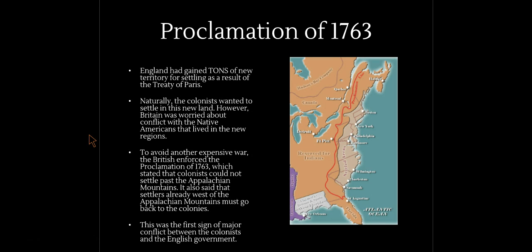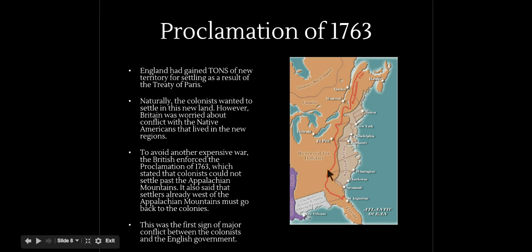Alright, as a result of the war, England had tons of new territory that was ready to be settled as a result of the Treaty of Paris. Now, naturally, the colonists who had been cooped up on the East Coast for so long wanted to settle in the new land. However, Britain was worried that the colonists who settled in the Ohio River Valley region would come into conflict with the Native Americans that already lived there.